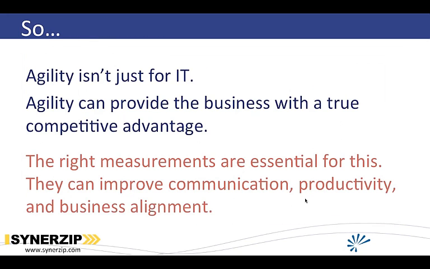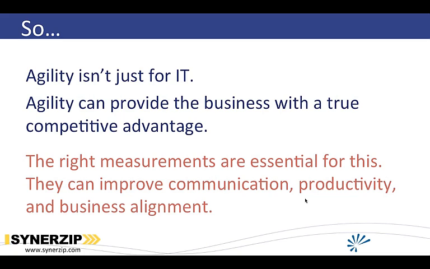So, just to finish it off, out of all of this, what we're hoping for is to show that using these metrics, these measurements, and understanding what value is takes it out of IT. Scrum isn't just for IT. Agility isn't just for IT. Agility can provide the business with a true competitive advantage. If you're measuring and showing what our guides are, and they're based on real business things, imagine what we can do. We can now explain what we're doing a little bit better.